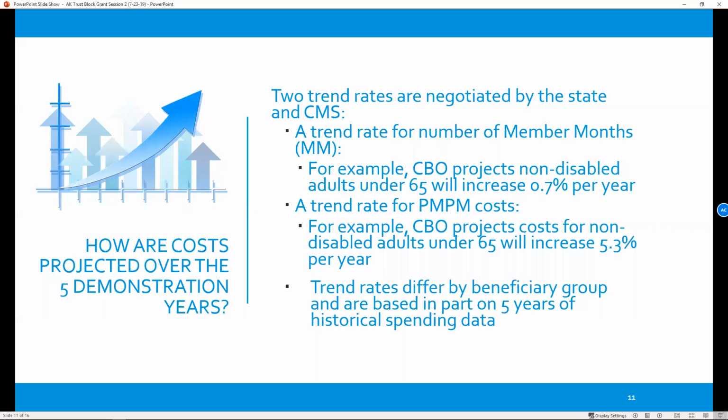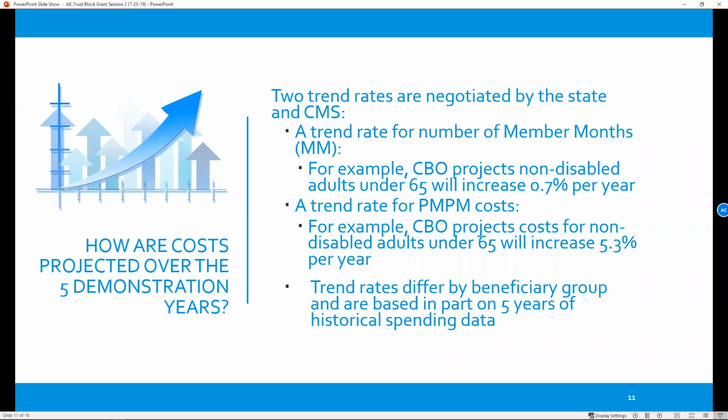So there'll be a trend rate for the number of member months. There'll be a trend rate for per member per month costs. And of course, this is specific to each beneficiary group that you decided to put into the block grant. I've just put the CBO projections. They're not specific to Alaska. Your trend rates would be specific to Alaska.